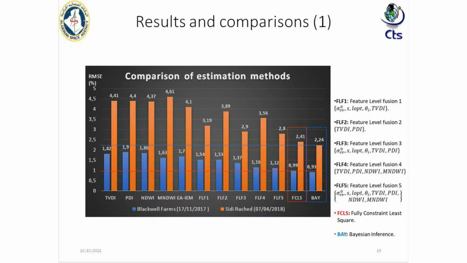Now, on to the results. As you can see, right from the beginning, the feature level fusions actually outperform any method that uses a single sensor, but the decision level fusions, especially the Bayesian inference, actually achieve the best results. When I say the best results, the error is less by almost 1% than any of these methods in the Blackwall Farms, and less by more than 2% in Algeria.